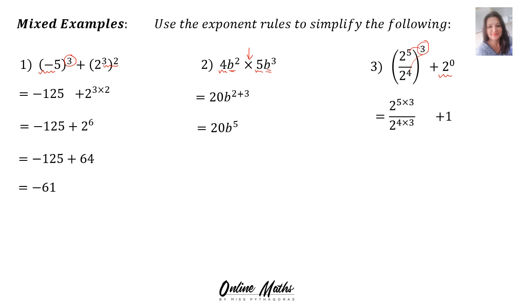Now, 2 to the 5 times 3 becomes 2 to the 15, divided by 2 to the 12, plus 1. And then we can use the law that says when it's division and the bases are the same, we subtract exponents. So it becomes 2 to the 15 minus 12, plus 1. And 15 minus 12 leaves you with 2 to the 3 plus 1. And remember, 2 to the 3 is not 6, it's 8, plus 1 is 9.